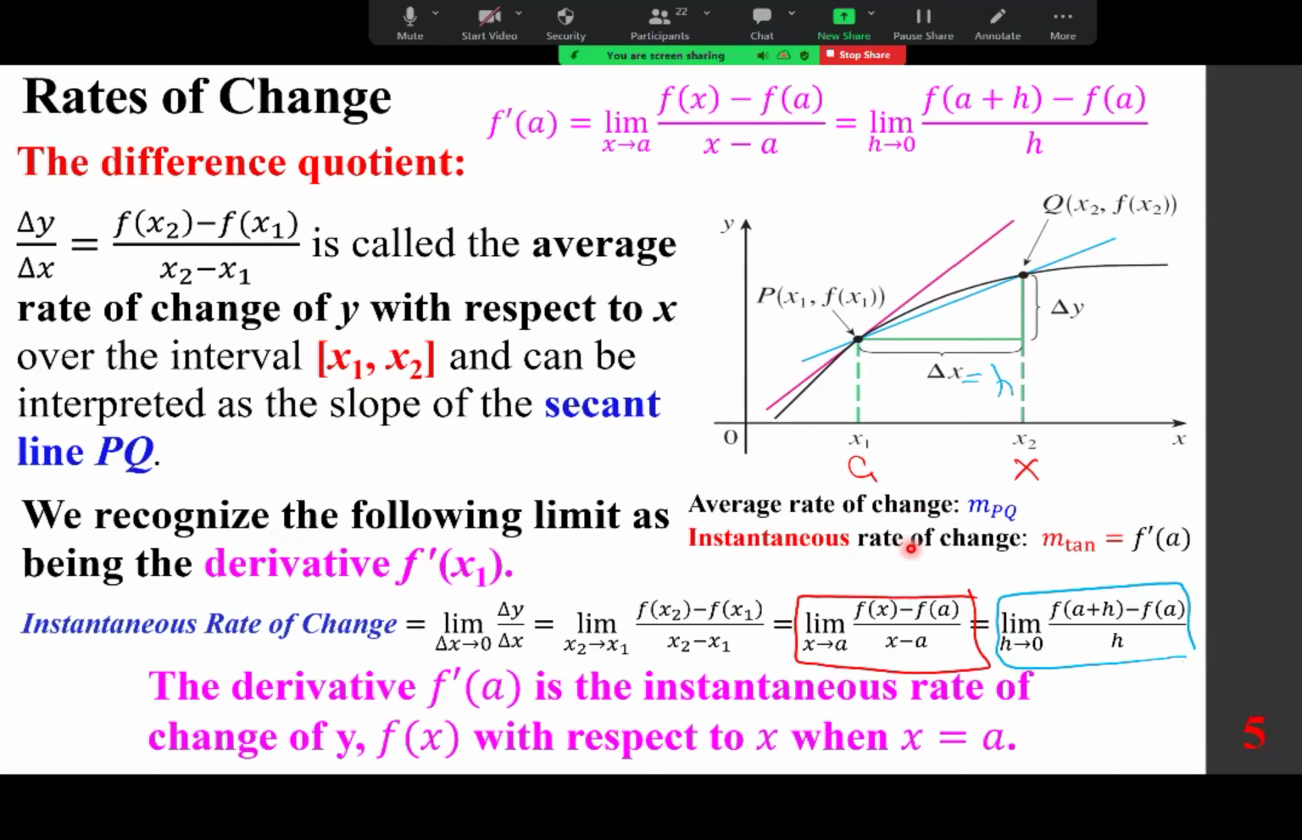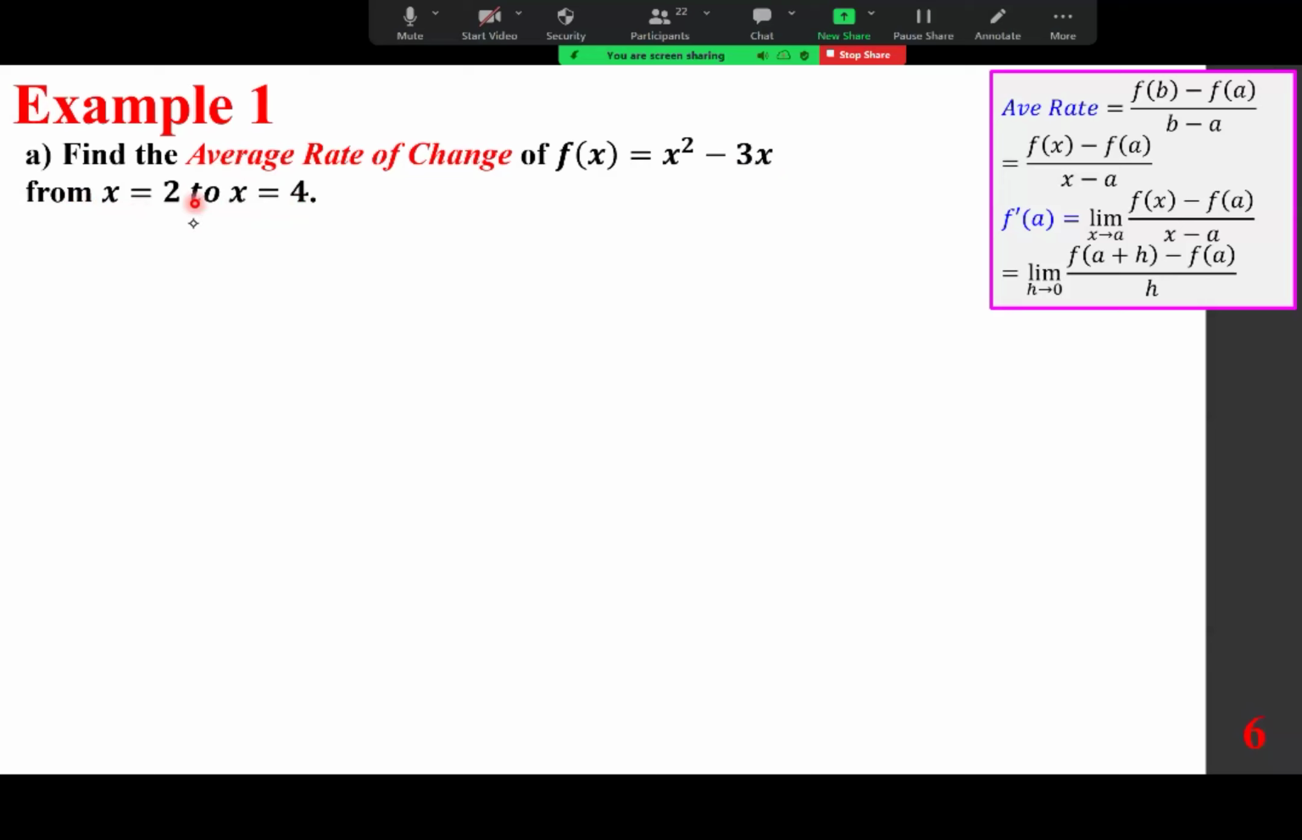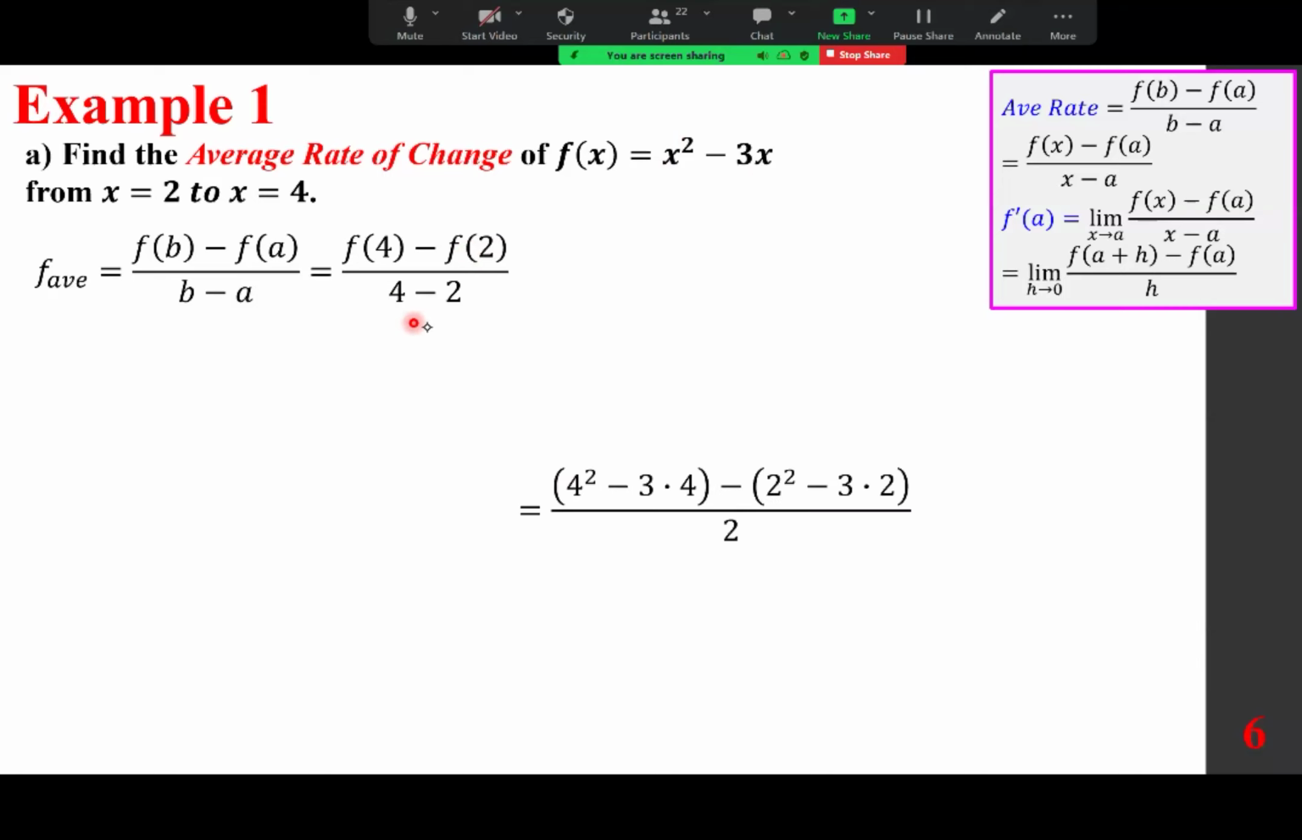Find the average rate of change of f of x equals x squared minus 3x from x equals 2 to x equals 4. First and foremost, I want to look at something very basic like elementary algebra. Even if they don't mention average, we have 2 points, and that means average. So rise over run. So in short, f of b minus f of a over b minus a, which means f of 4 minus f of 2 over 4 minus 2. That's the good old slope when 2 points are given. So you plug in 4, you get 4 squared minus 3 times 4, minus, you plug in 2 squared minus 3 times 2, over 4 minus 2, which is 2.